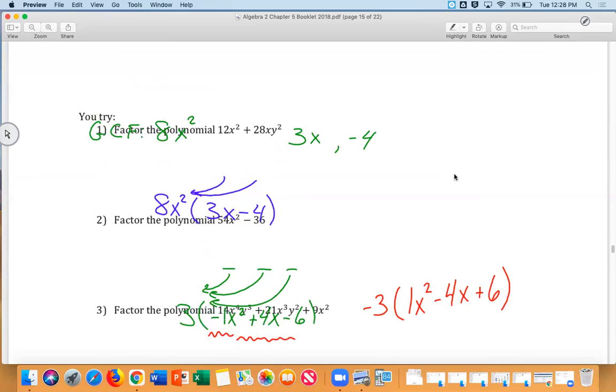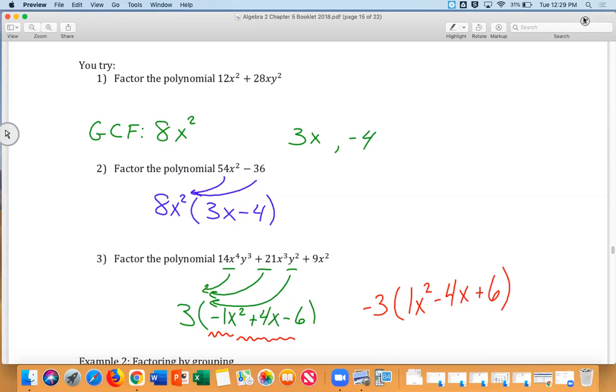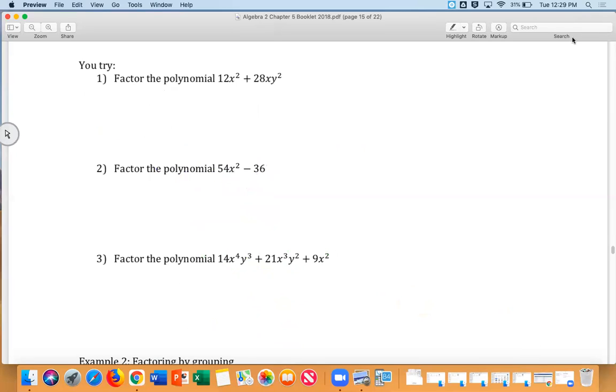You guys try. We've got 3 right here. See if you can factor these three polynomials through the GCF. All right, you can go.